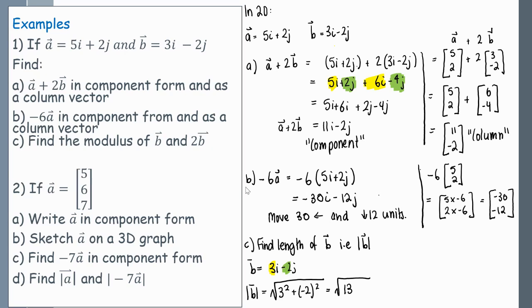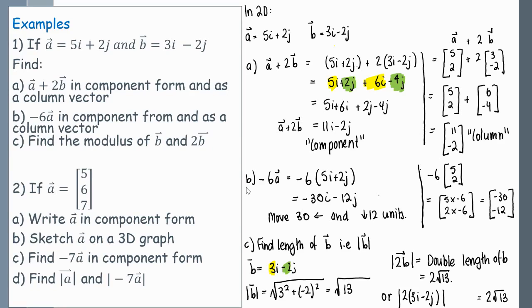Again, you can write this in column form and just square your two components and add them together, then take the square root. We also need to find the length of 2b. But remember, if you times a vector by 2, you are doubling the length. So all I have to do is double the length of b, which we know was root 13. So the length of vector 2b is 2 times root 13.